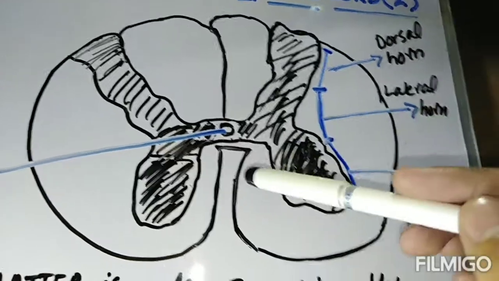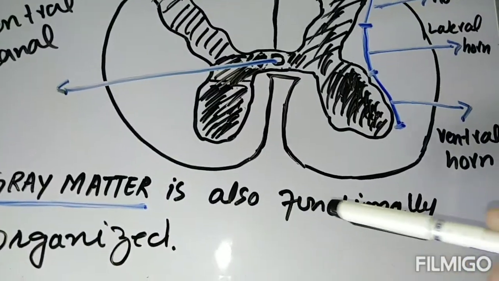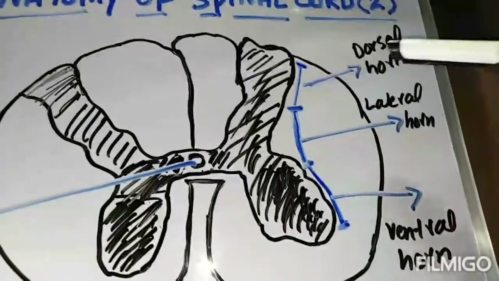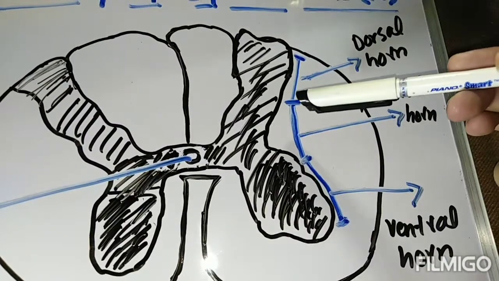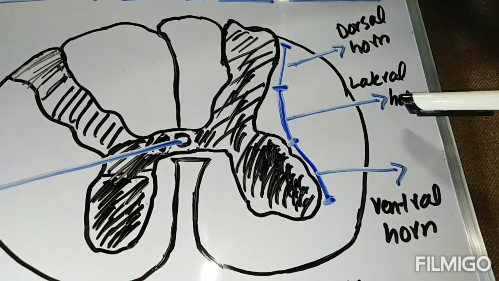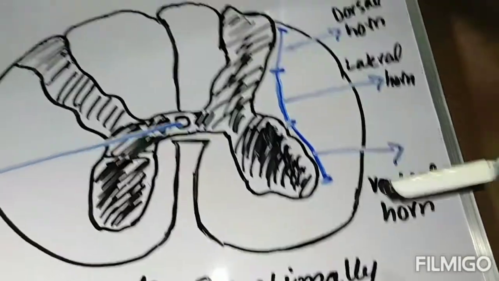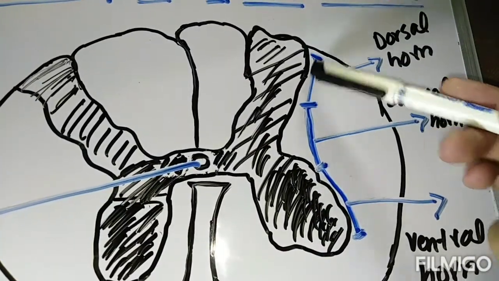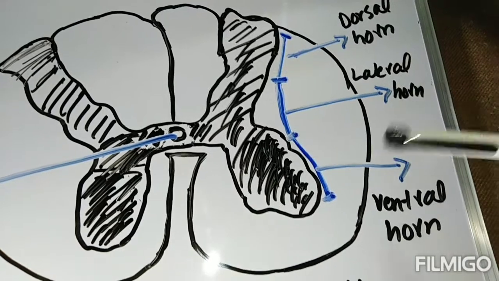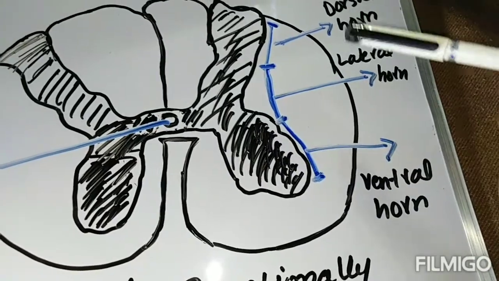which is present at the center of the spinal cord in butterfly shape, is also divided into different regions because this gray matter is also functionally organized. Each half of the gray matter is divided into different regions: this part is called the dorsal horn, this part is called the lateral horn, and this part is called the ventral horn. These are the different regions of the gray matter.